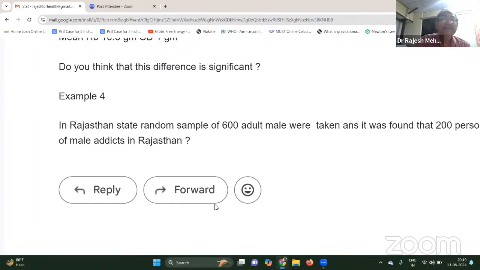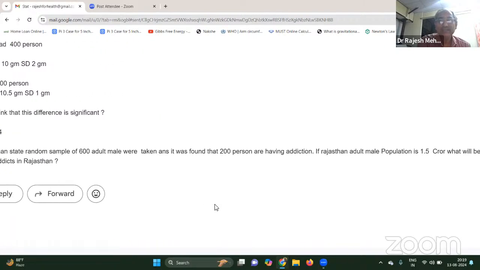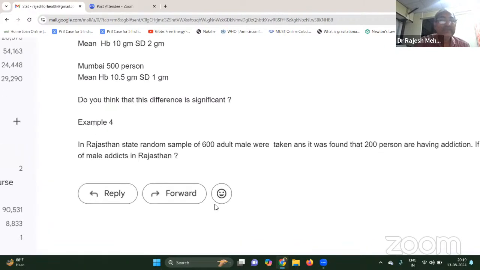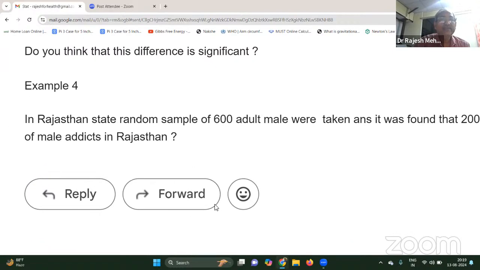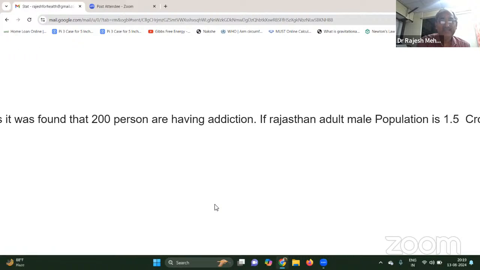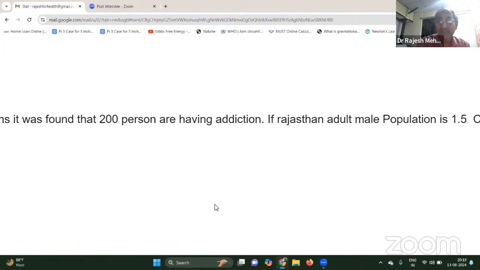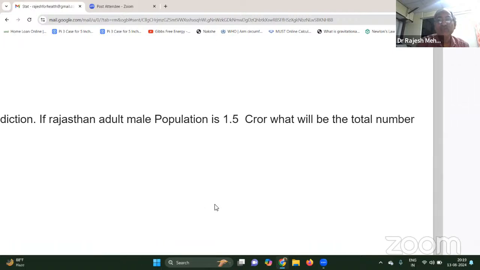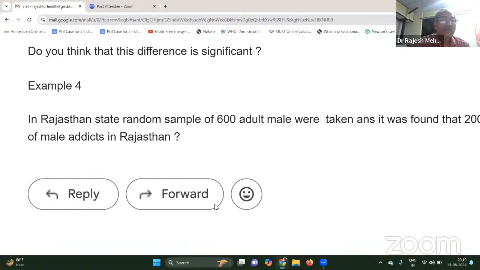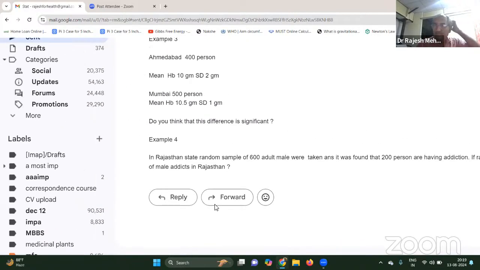Fourth example. I am giving this example, but you should be able to prepare these examples. In Rajasthan state, a random sample of 600 males was taken and it was found that 200 were having addiction, that is 33%. If the Rajasthan adult male population is 1.5 crore, what will be the total number of male addicts in Rajasthan? So 33% is the p value, right? What will be the q? 67%.